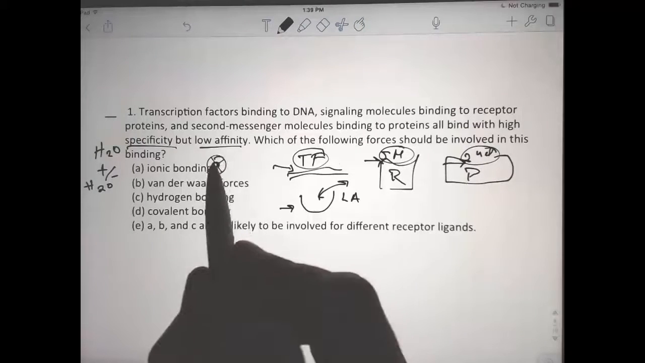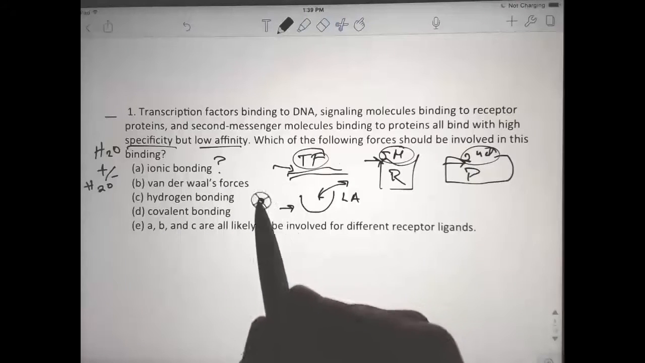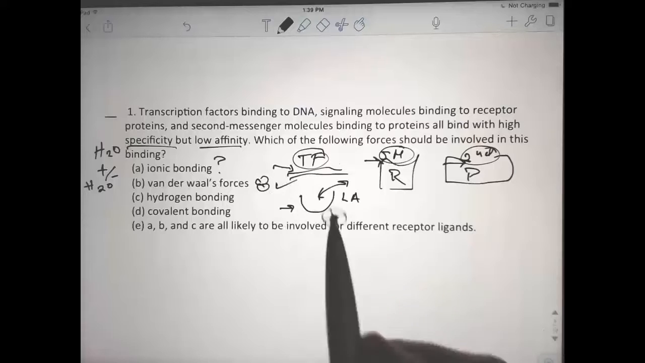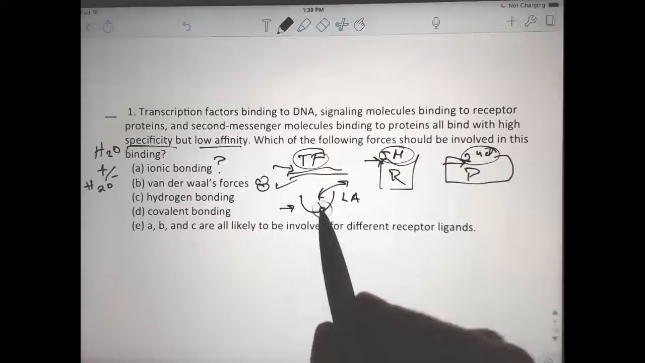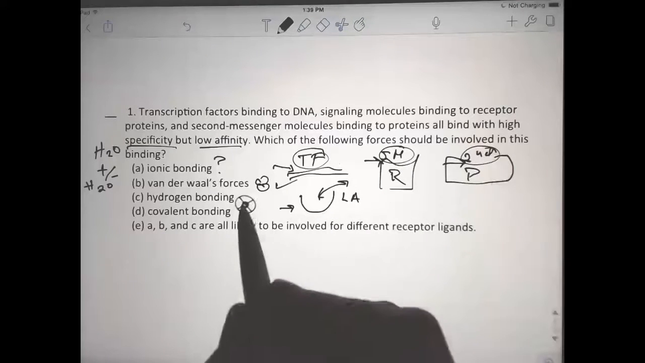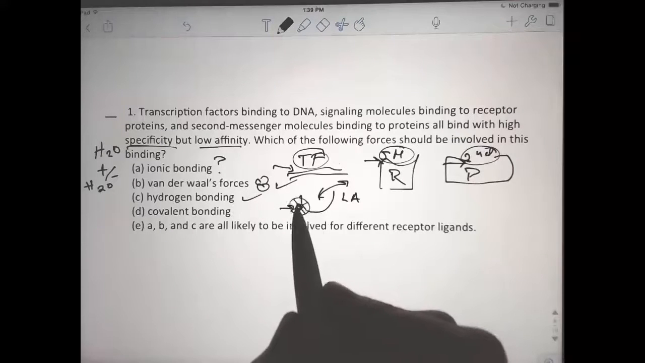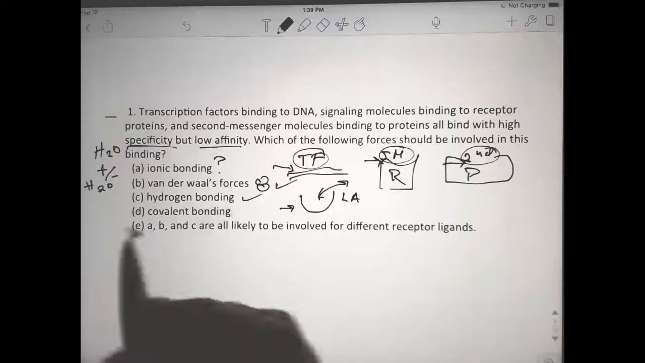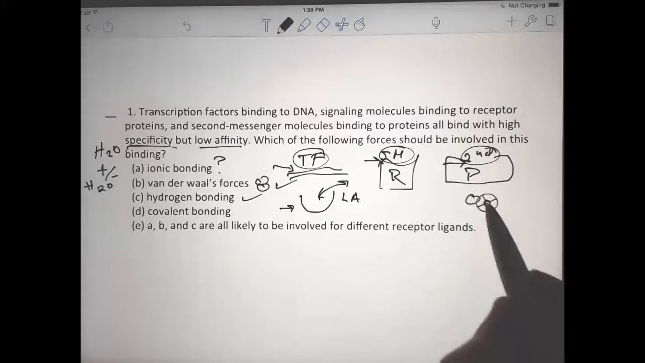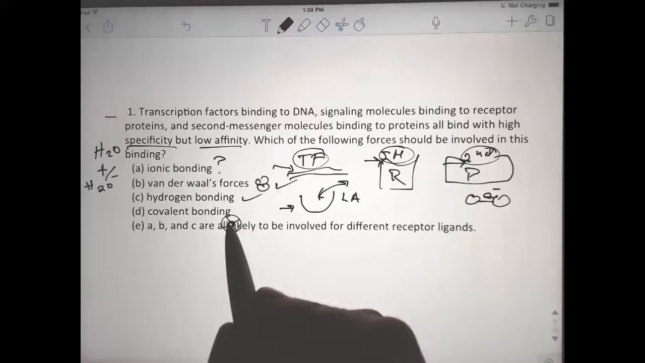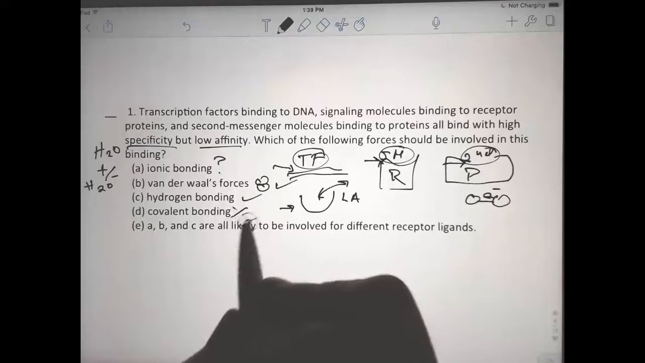So that's a possibility. Van der Waals forces are about molecules that are close to each other being attracted. So that's certainly a possibility, because when binding happens, these pairs of molecules are close to each other. Hydrogen bonding is happening with weak charge interactions, so that's a possibility. Covalent bonding is an actual shared electron, at least one, between 2 atoms. And covalent bonding is strong and hard to break, so that's unlikely.